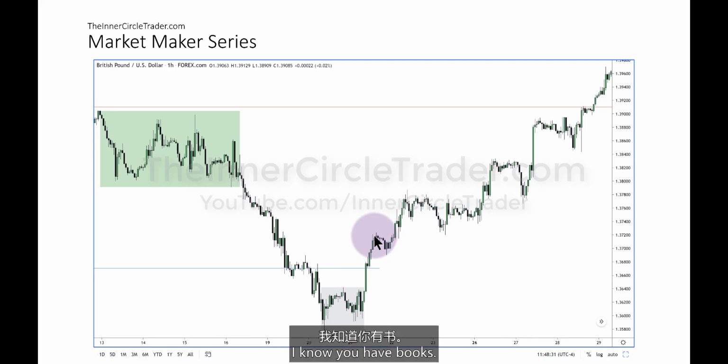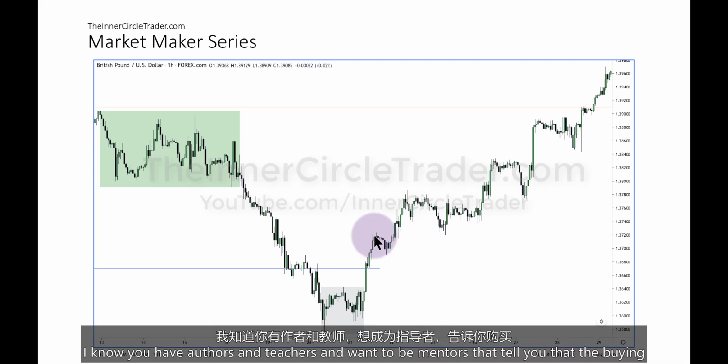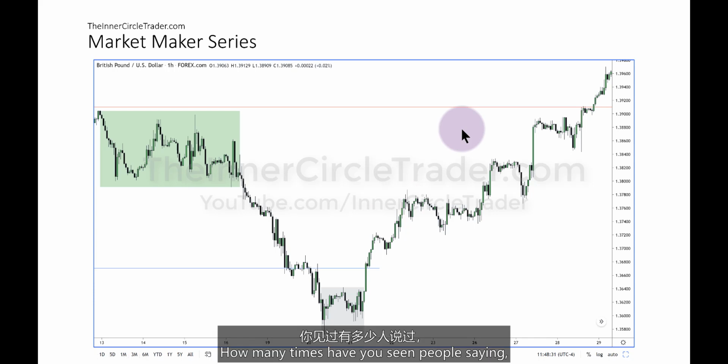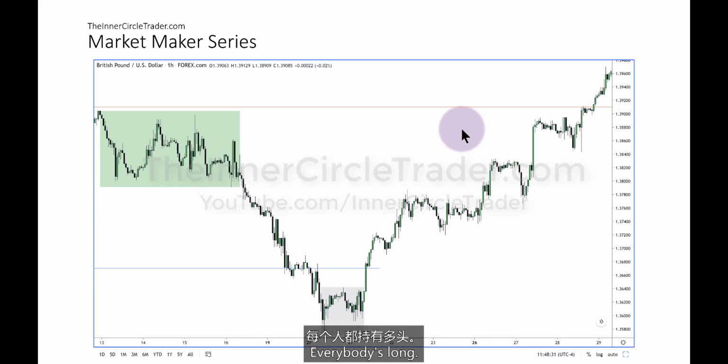I know you have books. I know you have authors and teachers and wannabe mentors that tell you that the buying sends price up like this. It does not. How many times have you seen people saying, oh yeah, we bought this, and I'm long, everybody's long. Everybody was long in Bitcoin before 20,000 back several years ago. I called the top on that.